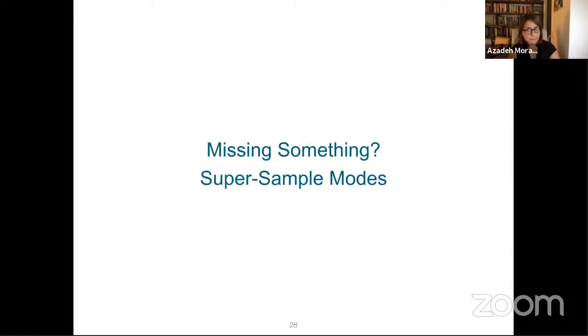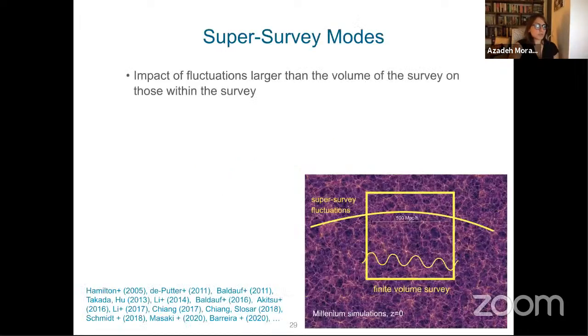So with this, I will take the last 5 minutes to tell you about some more recent work. We talked about the power spectrum, and how we can use it to measure FNL. We talked about the potential of higher order statistics, and in particular, building new estimators for them. But is there something that we are not including that is important to include? In that sense, I will only talk about the impact of modes that are larger than the size of the survey on the modes within the survey.